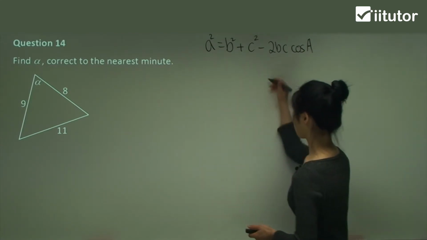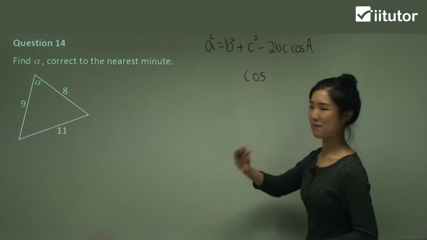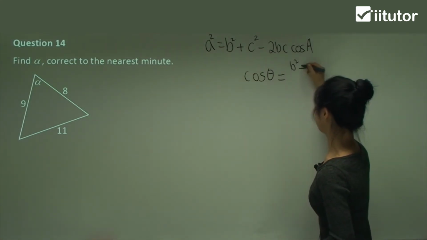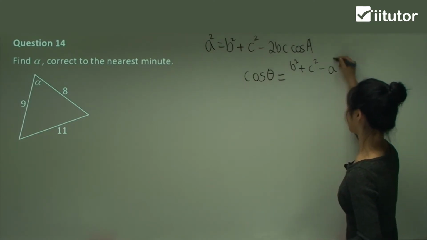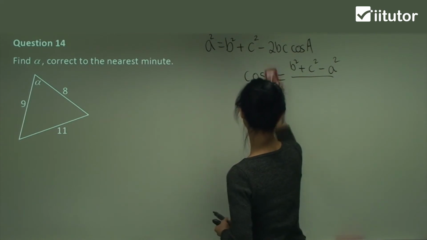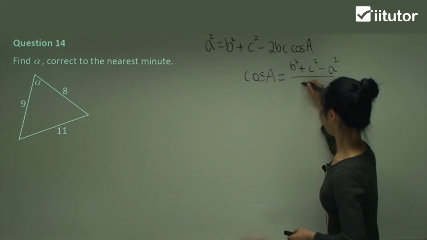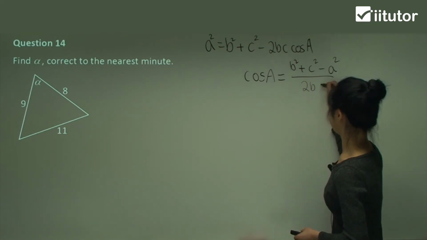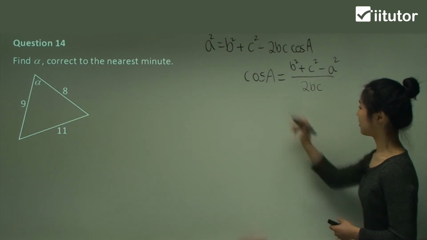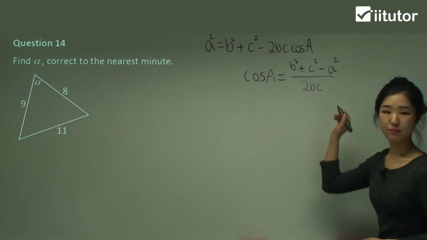I'll put that there for you here, so you can say along with me and try to memorize it. Cos theta equals b squared plus c squared minus a squared, over 2bc. So that's my cosine rule again, but for the angle.